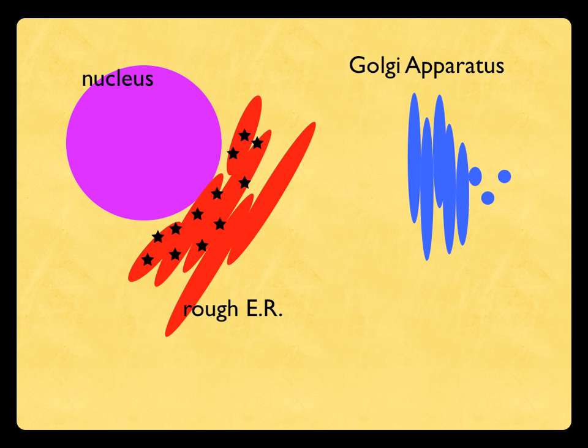So here's the cell, and I've just highlighted a few things inside of it, like the nucleus and the rough ER, and then the Golgi apparatus. And this is nothing like what they would look like in an actual cell, because they're not purple and red and blue. But it helps to teach people using bright colors. And also, the ribosomes are not star-shaped.